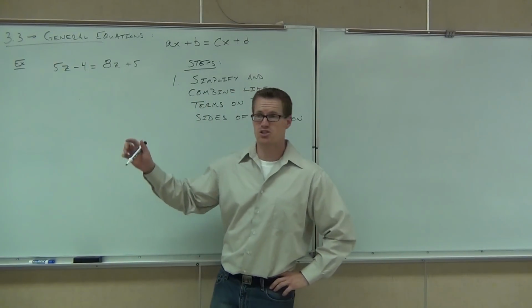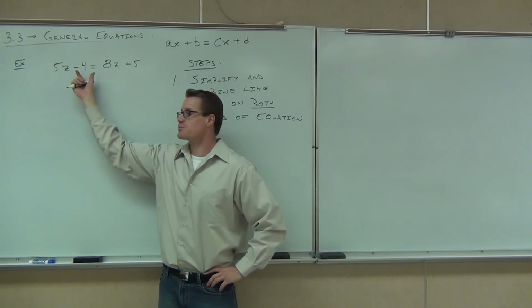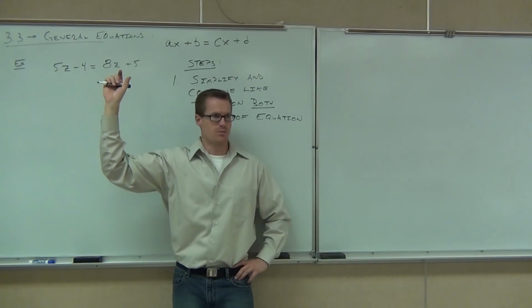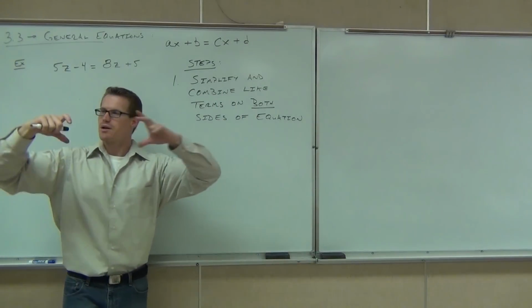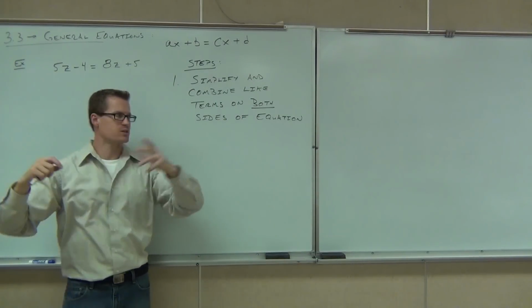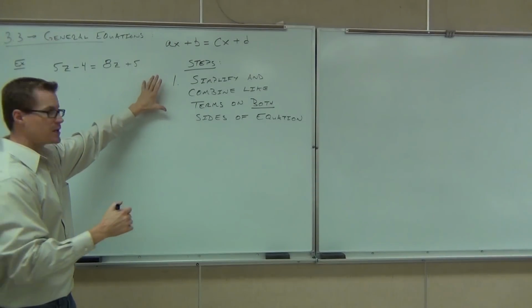So this, ladies and gentlemen, is what you're looking for. You want something like this, where you've got variable plus or minus number equals variable plus or minus number. You with me on that? That's the idea. So step 1 will get you down to right here. On step 1, we don't have any distribution. We have no like terms to combine. So step 1's done. We're good to go.